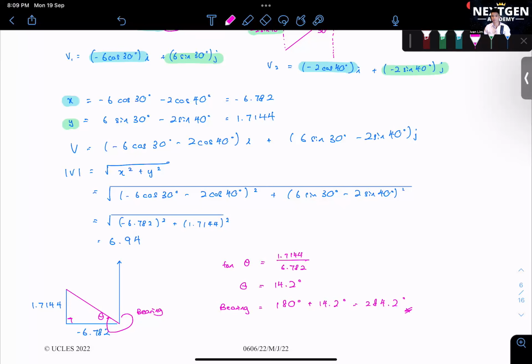Any questions? Finding the bearing is only 2 marks. The reason why I do this method is because I think most of you, if you follow the textbook method, this is what you all learn.